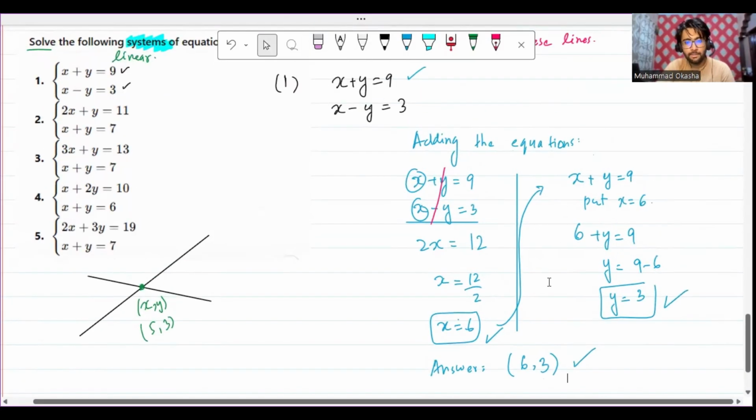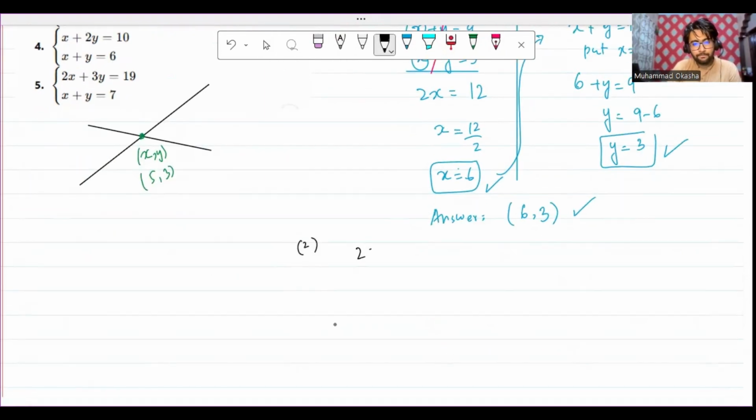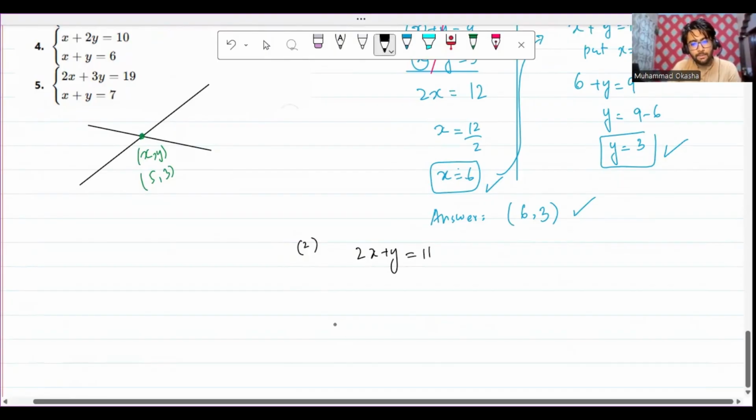Okay, I know it's a little multi-step. Let's take a look at a few more questions to get a better idea. 2x plus y equals 11, and x plus y equals 6.